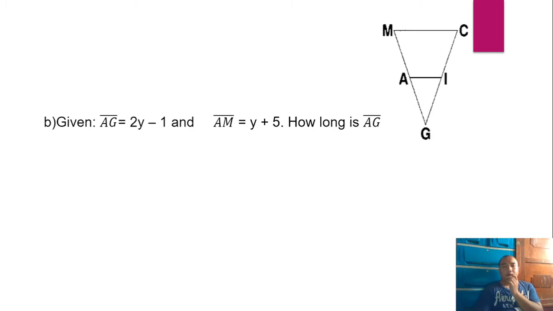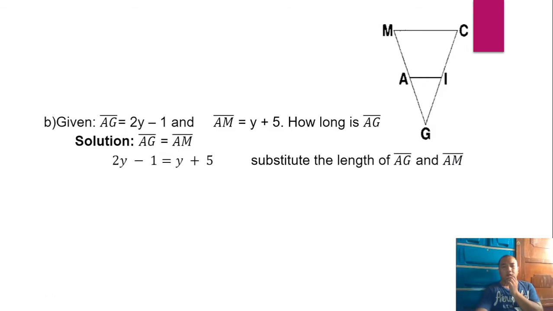Letter B, using the same figure, triangle MGC. Now, if AG is 2y minus 1, AM is y plus 5, how long is AG? Okay, let us first solve for y. The relationship between AG and AM is that they are equal. Yes. AG is equal to segment AM. So 2y minus 1 equals y plus 5. Combine like terms, 2y minus y equals 5 plus 1.